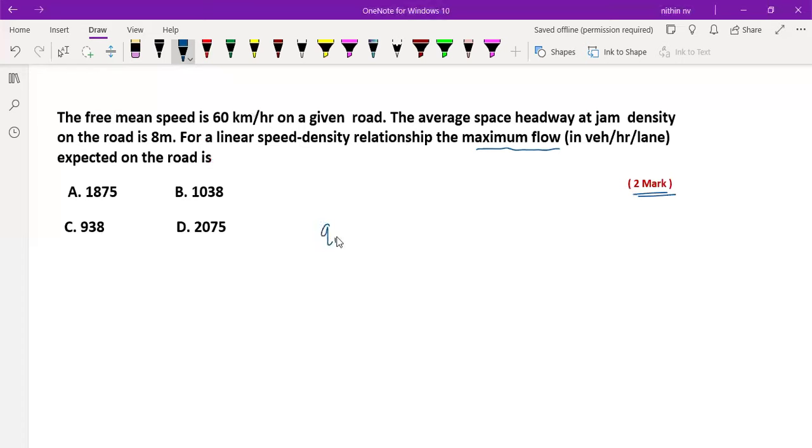And we know the equation of the maximum flow is nothing but Vf into Kj by 4. This is our equation. We know that. Now Vf, free flow speed, they have given in the question directly as 60 kilometers per hour. Free flow speed or free mean speed, we can call anything. But Kj is not given in the question. Instead, they have told that the spacing at jam density is 8 meters.